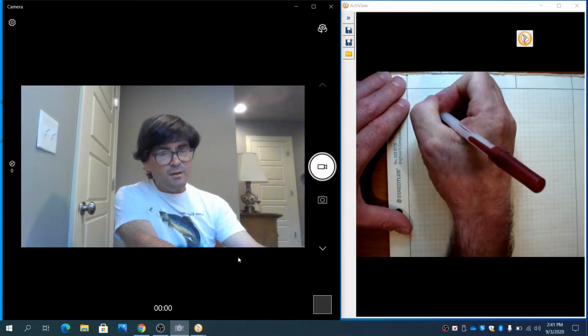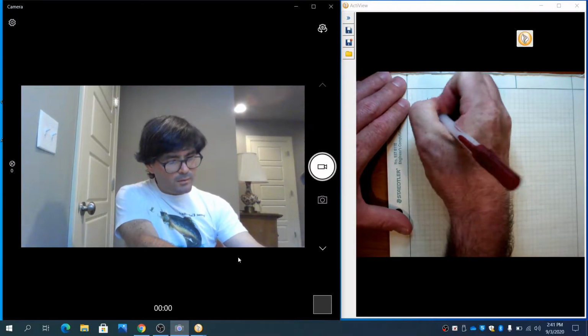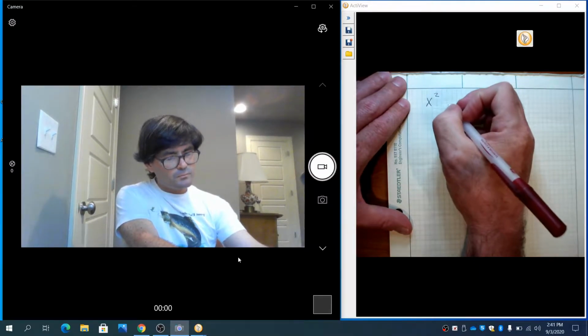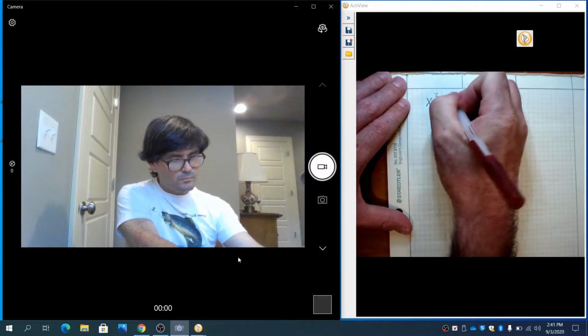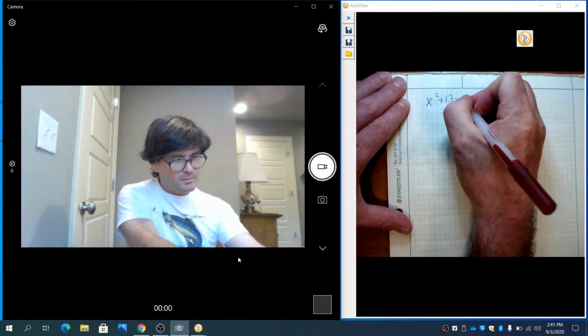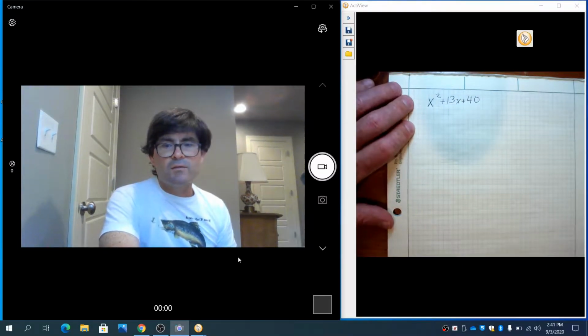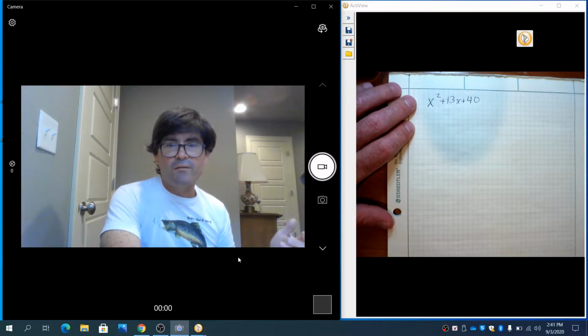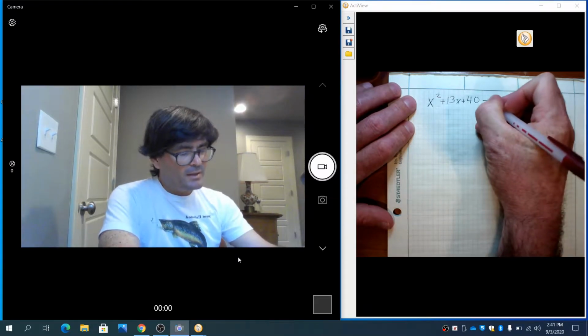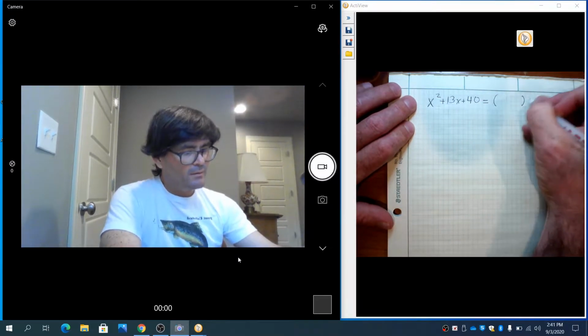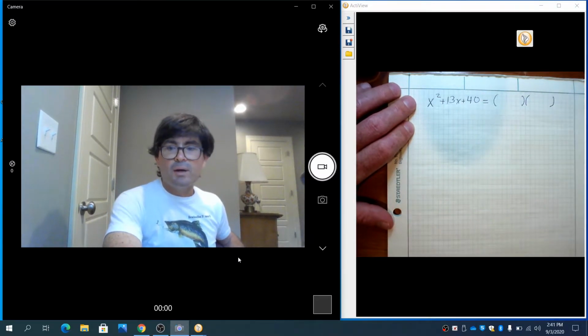We're going to do x squared plus 13x plus 40. So first of all, when I say factor, we're basically undoing the distributive property. We're undoing FOIL, F-O-I-L. And we're going to write this in the format where it is now the product of two binomials.